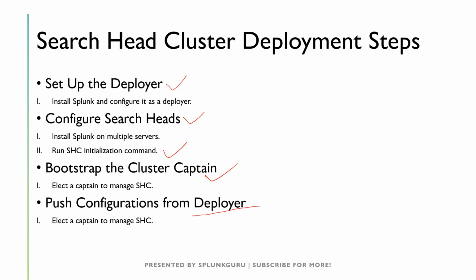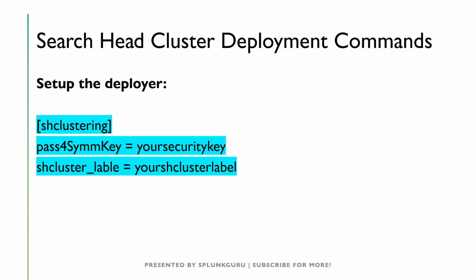And then the deployer. The deployer is what you need to push the configurations, add-ons, and apps, right? Now here are the steps to configure the deployer. It's very straightforward. You just need to add this stanza in your server.conf. In your server.conf, you just need to add this sh clustering stanza.